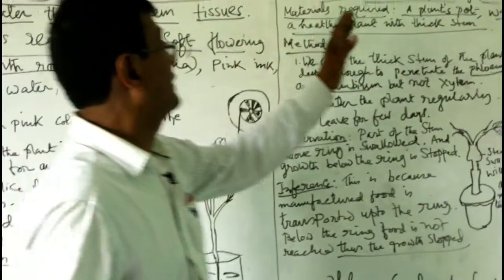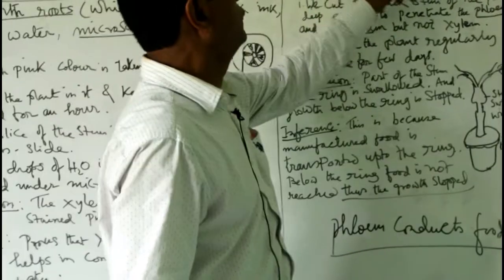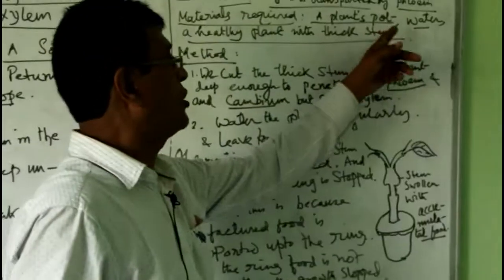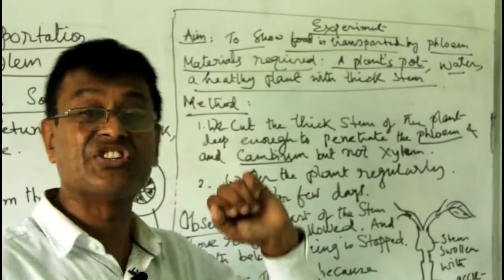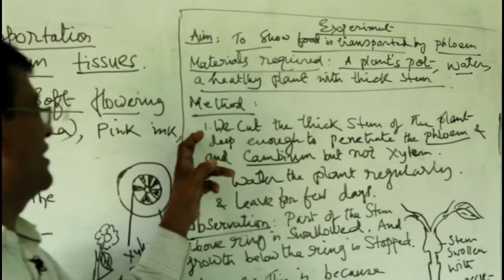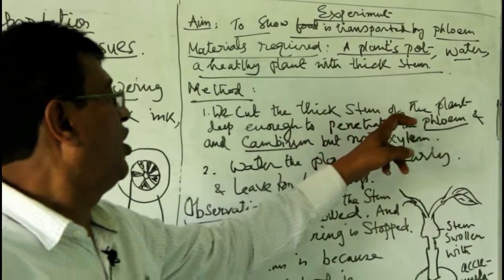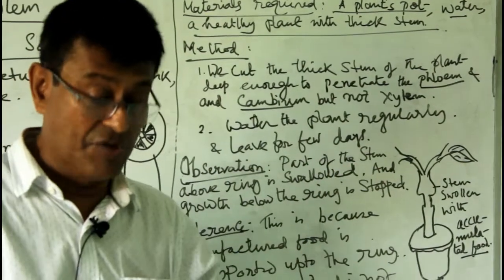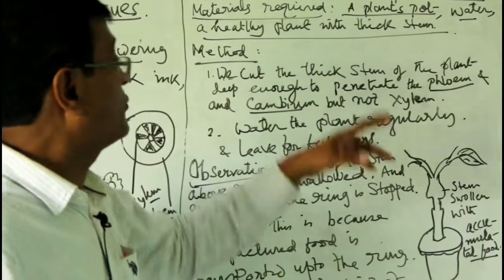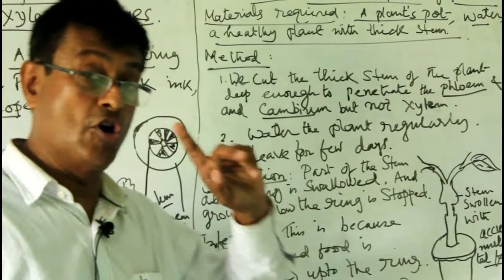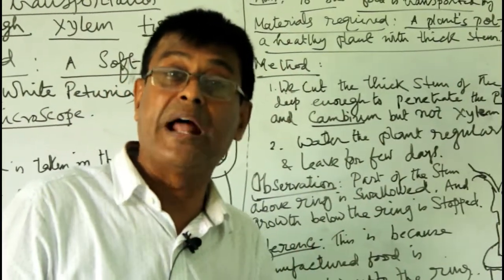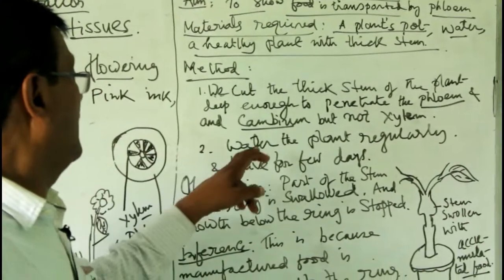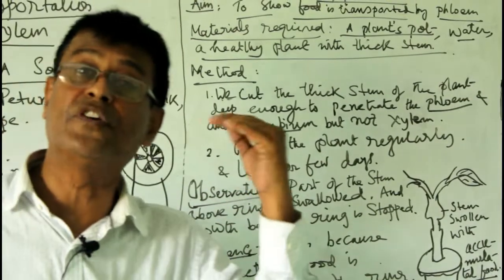Coming to the second experiment, the aim is to show that food is transported by phloem. Materials required: a plant pot, water, and a healthy plant with a thick stem. Well, the method is that we cut the thick stem of the plant deep enough to penetrate the phloem, because phloem is outside, then cambium, then xylem. So we have to cut up to the cambium, but not the xylem, because if you cut the xylem, the plant will die. So carefully cut, water the plant regularly and leave it for some days.